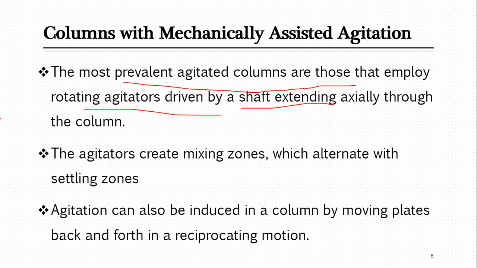Agitation can also be induced in a column by moving plates. This is another thing: in one case you have one shaft extended throughout the column that contains some rotating elements, like impellers or agitators connected to it. But sometimes agitation can also be produced by moving plates up and down, back and forth. When you oscillate a plate to the top and again to the bottom, it helps create some agitation inside the column, and that's one type of column we will discuss.